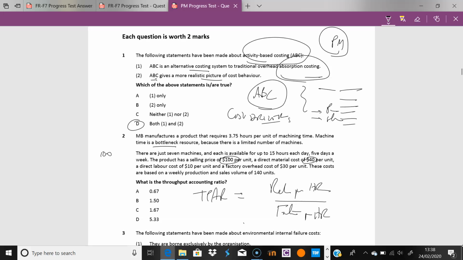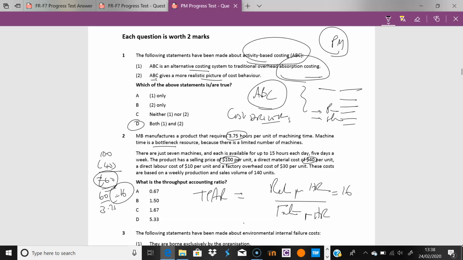So what do we have here? We have 100 minus 40 gives us 60, and that's what the return is, if you like, per unit. And so what do I now have here? I have return per unit, and it's telling me it takes 3.75 hours to make a unit. So that's 60 over 3.75, which brings me to 16. So I'm now at £16 per hour. So my return per hour is 16.